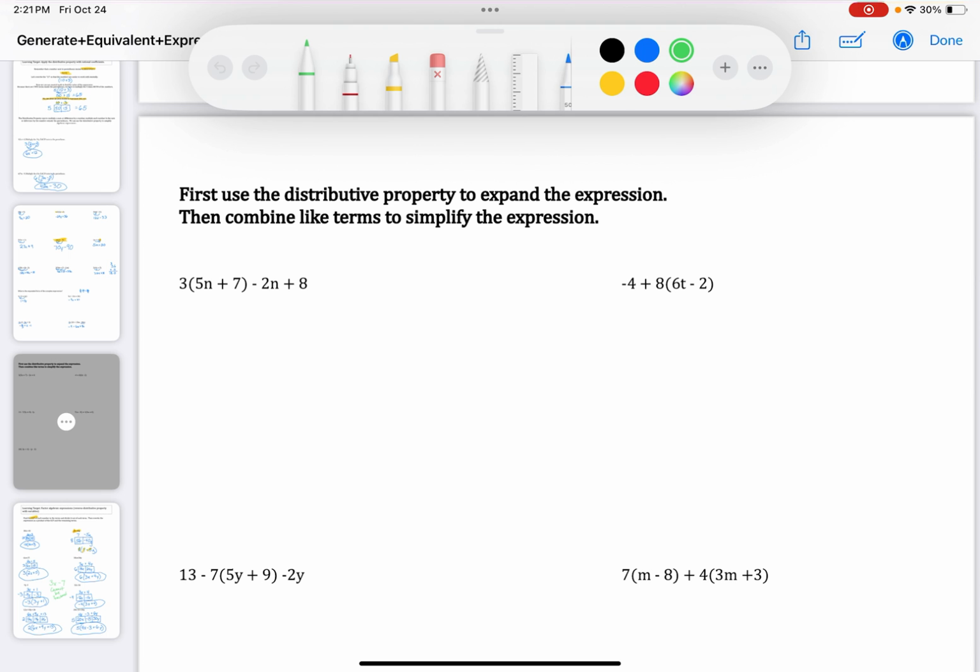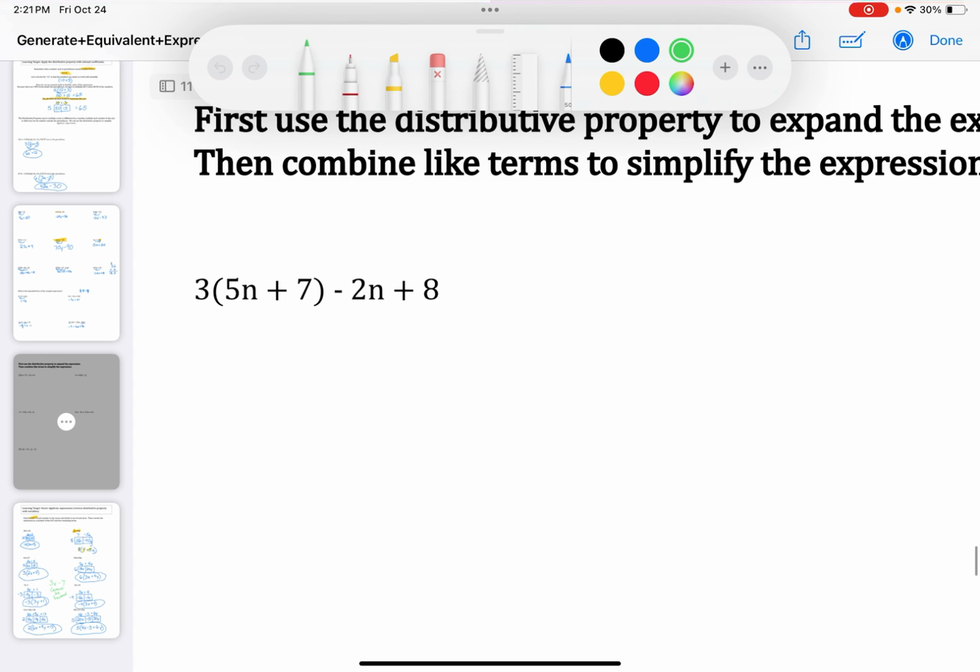So we have the first one, we have 3 times the quantity 5n plus 7, minus 2n plus 8. So the first step is I need to take care of stuff in parentheses. So I still work with order of operations. Parentheses first. So 5n plus 7 cannot be combined, so I just need to distribute. So 3 times 5n would be 15n, plus 3 times 7 is 21, minus 2n plus 8.